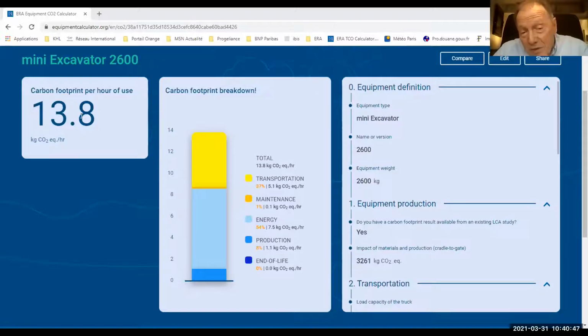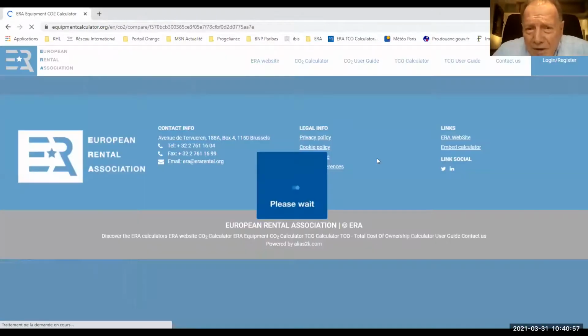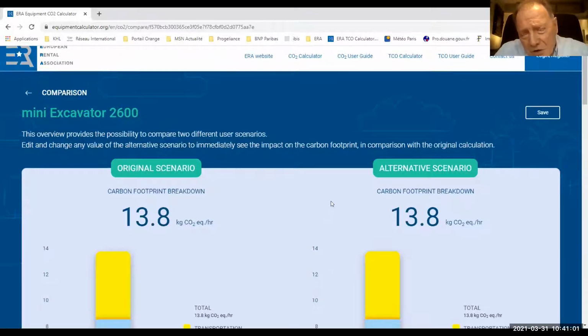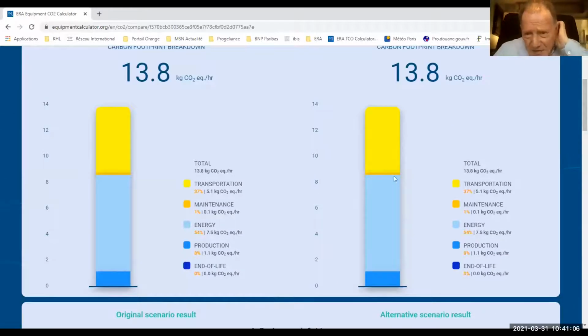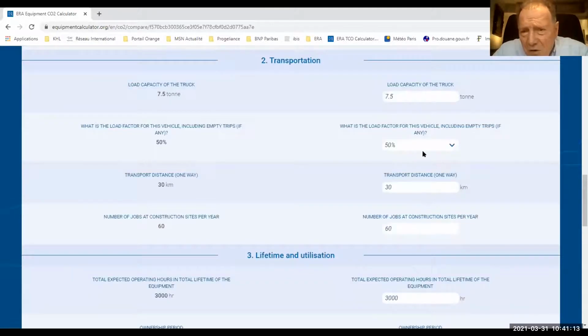There would be so much to say about this, but just to play with some inputs, with some parameters, I open the version to compare, and we will work on some parameters. First, transportation. We have 4 inputs on transportation. In the basic scenario, we used a small truck with an average load factor.